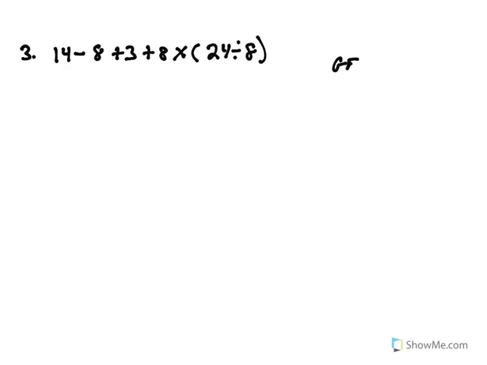Let's do another one. Okay, and this time we'll do 14 minus 8 plus 3 plus 8 times, in parentheses, 24 divided by 8. So, again, we have GEMDOS.